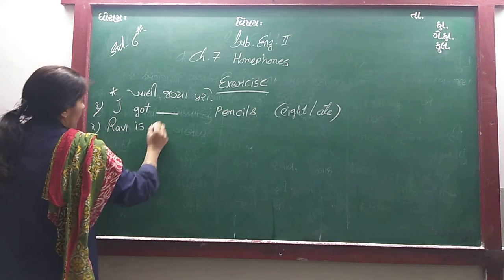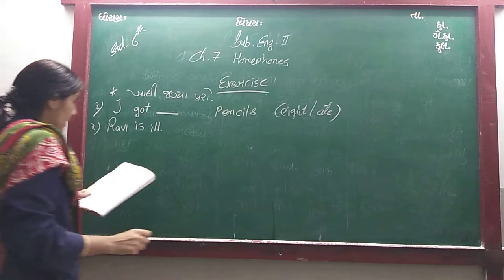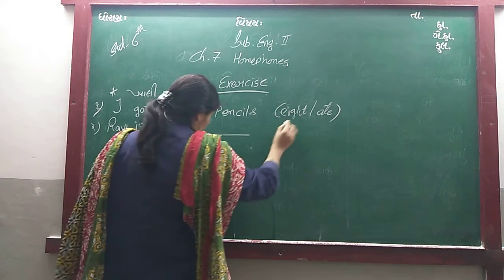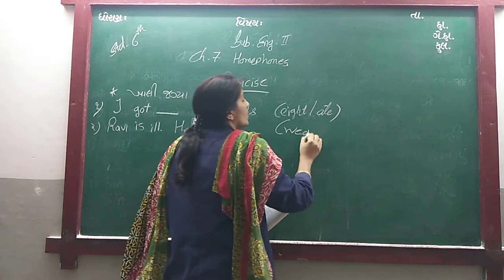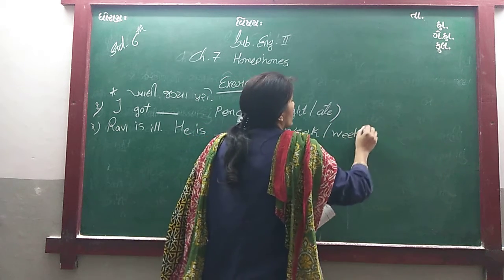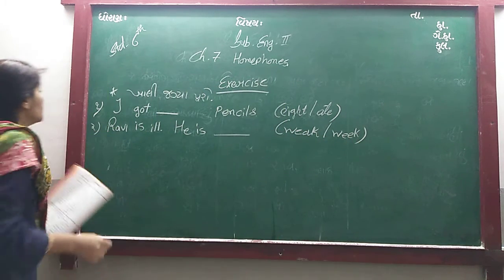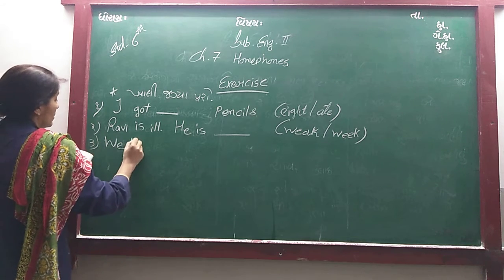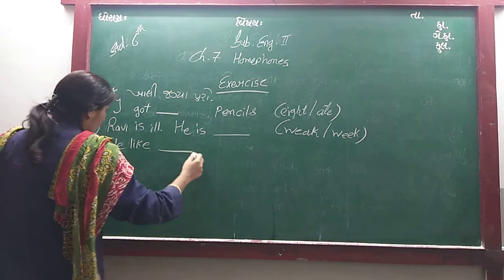Second, Ravi is ill. He is blank. Weak or week. Right? Third, we like blank.